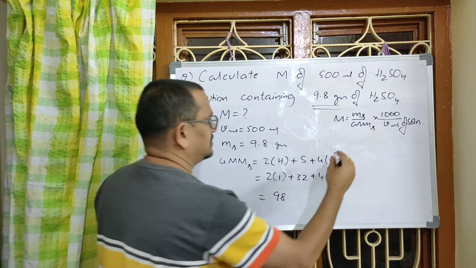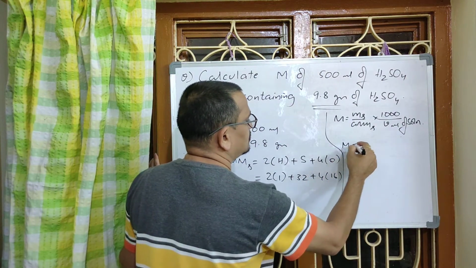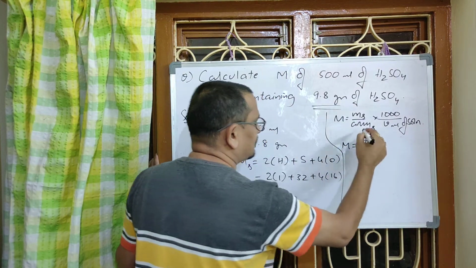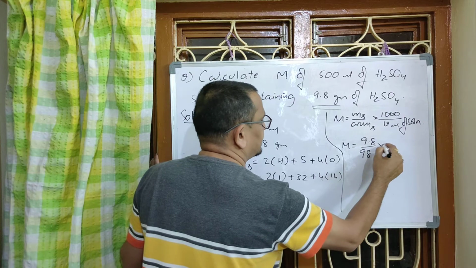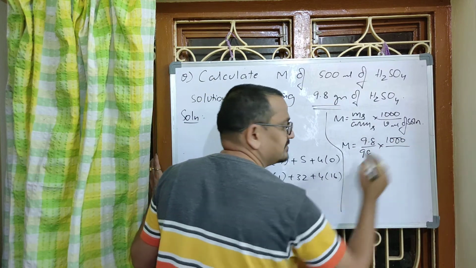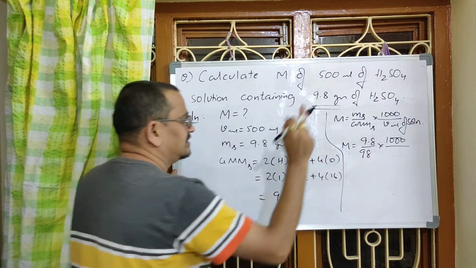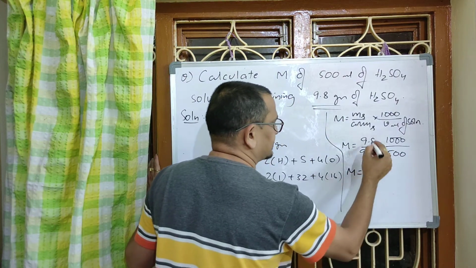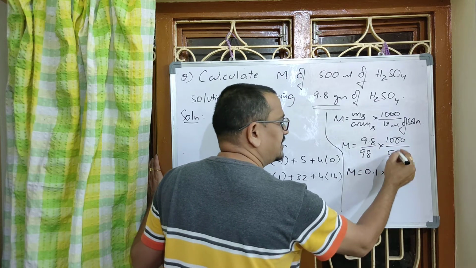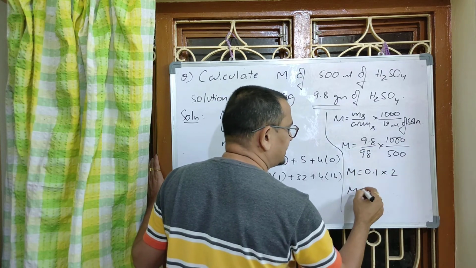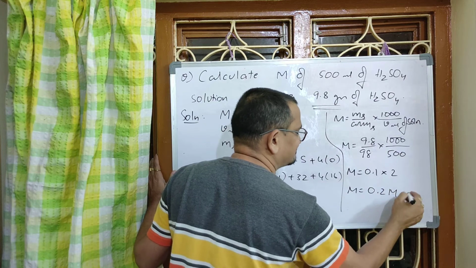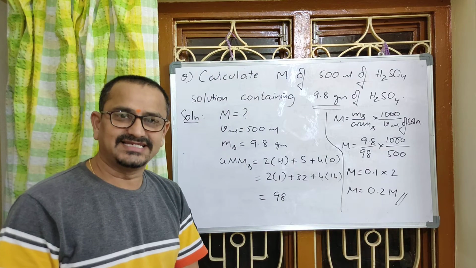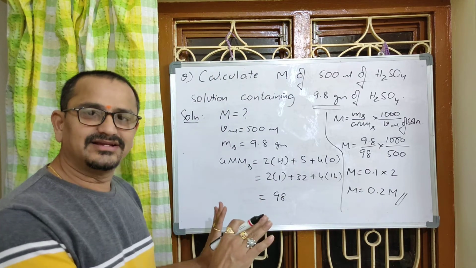So molarity equals mass of solute is what? What is mass of solute? 9.8. What is gram molecular mass of solute? 98 into 1000 by what is volume of solution given? Volume of solution given is 500. So on simplification, 9.8 by 98 is 0.1 into 1000 by 500, 2. So molarity is 0.2 molar. 0.2 molar.